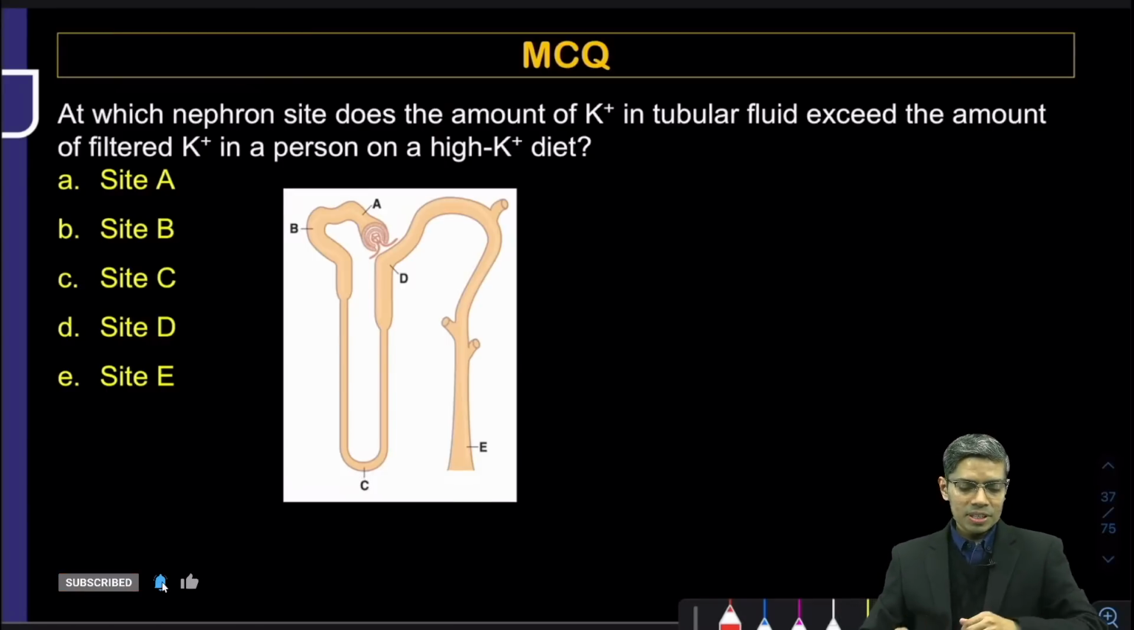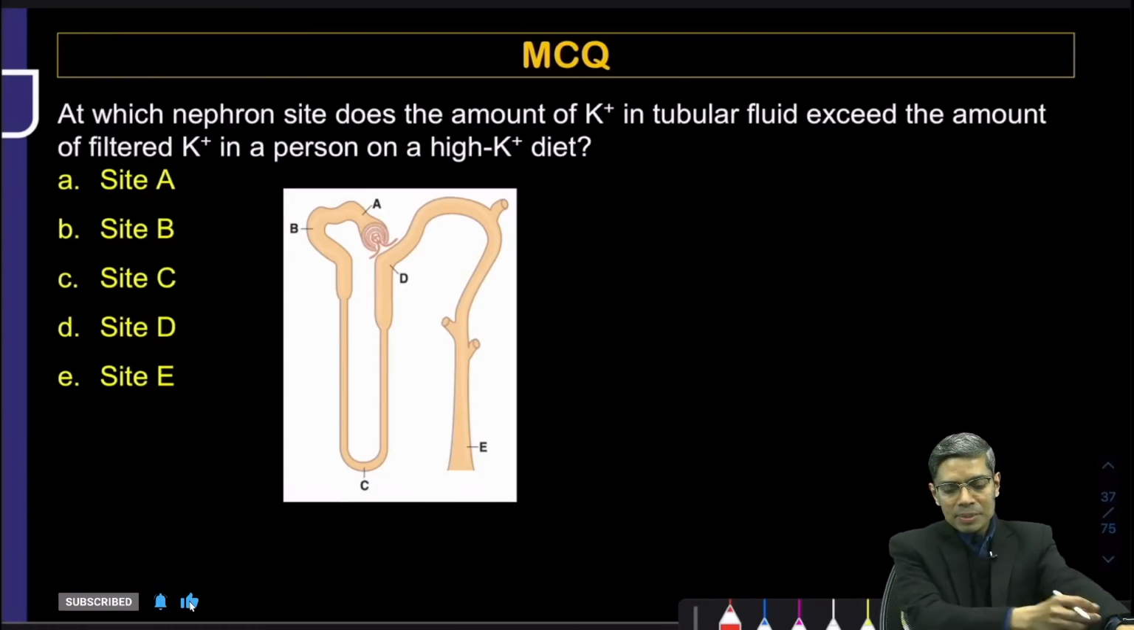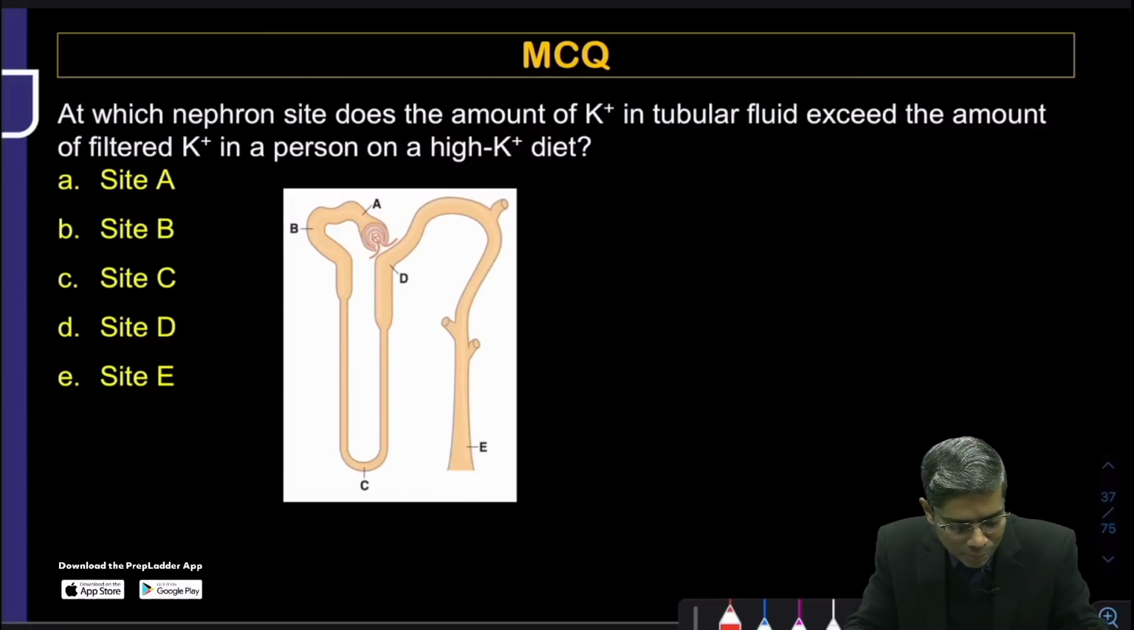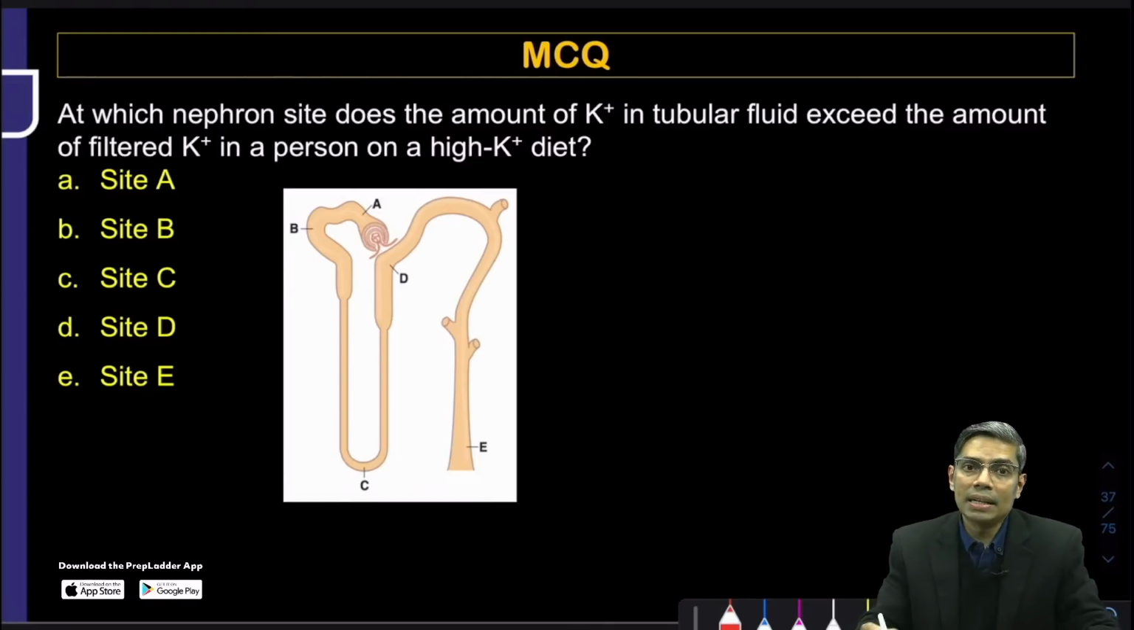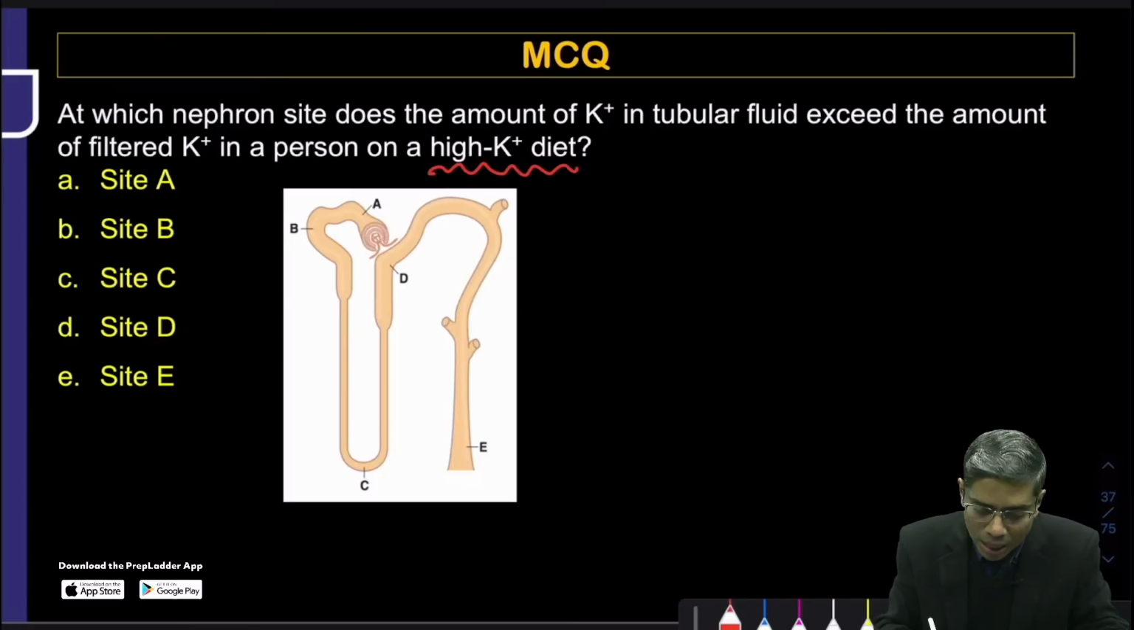At which nephron site does the amount of potassium in the tubular fluid exceed the amount of filtered potassium in a person on a high potassium diet? A difficult question. High potassium diet.